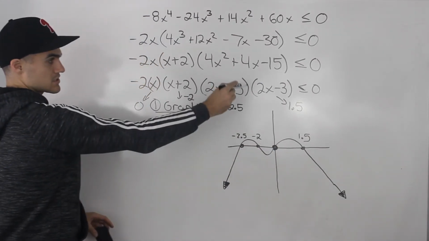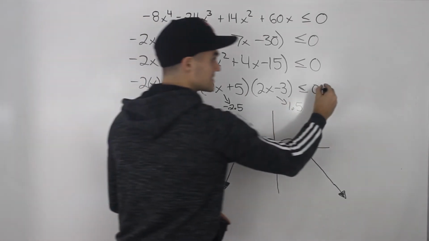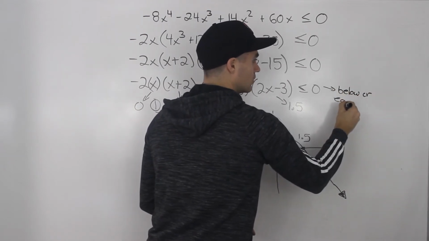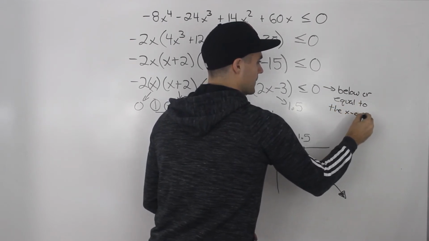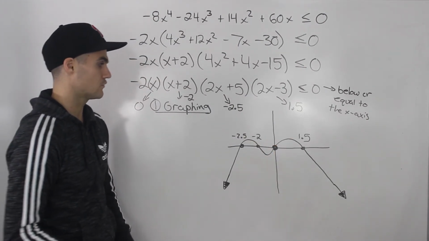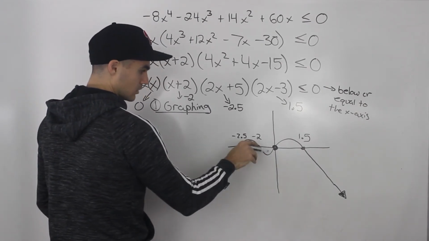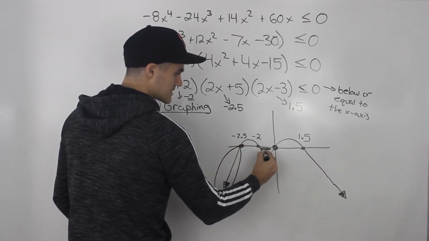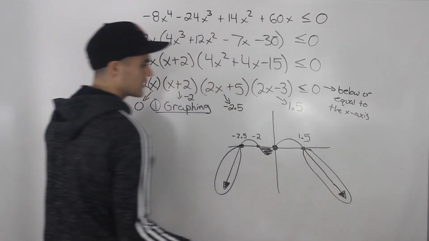And now this is just asking us, when is it less than or equal to 0? So they're asking us, when is it below or equal to the x-axis, right? When are those y values less than or equal to 0? When are they negative or equal to 0? Well, notice this graph is going to be below the x-axis here. It's going to be below the x-axis here and over here. So notice how there's 3 intervals.